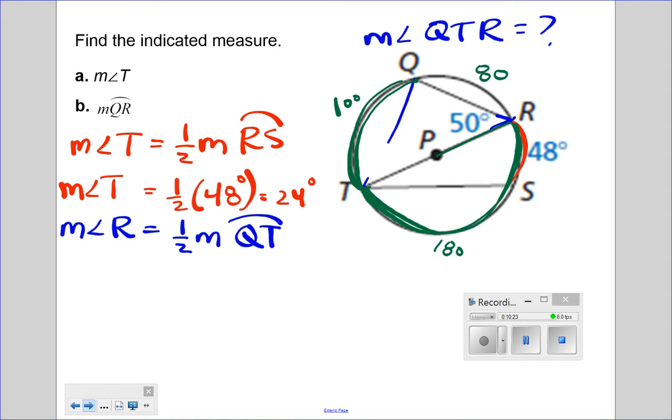So the measure of arc QR. How do you do it? It's 50 times 2 is 100. Since angle QRT is 50, we know this arc has to be 100. And if this is 100 and this is 180, that means this has to be 80.